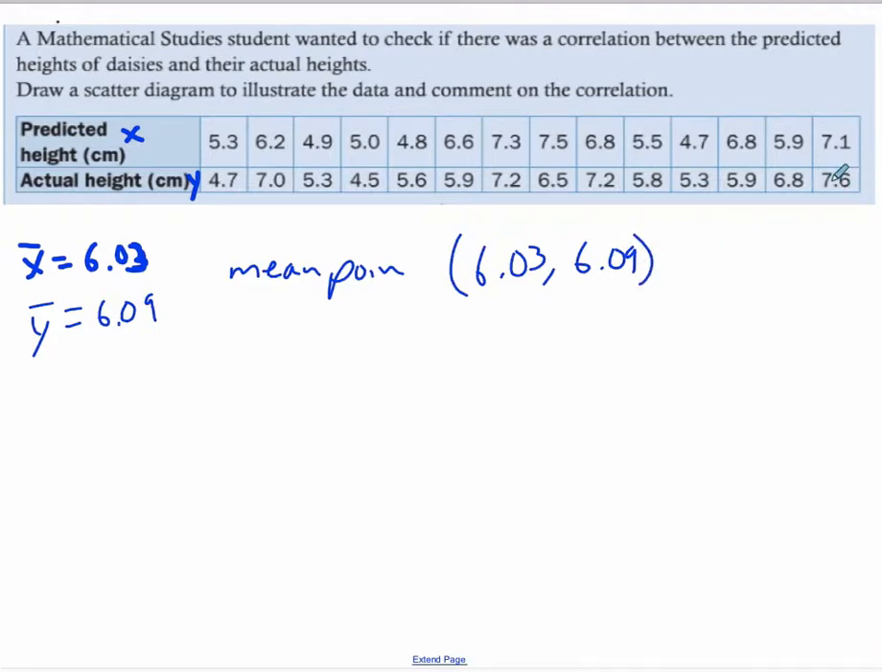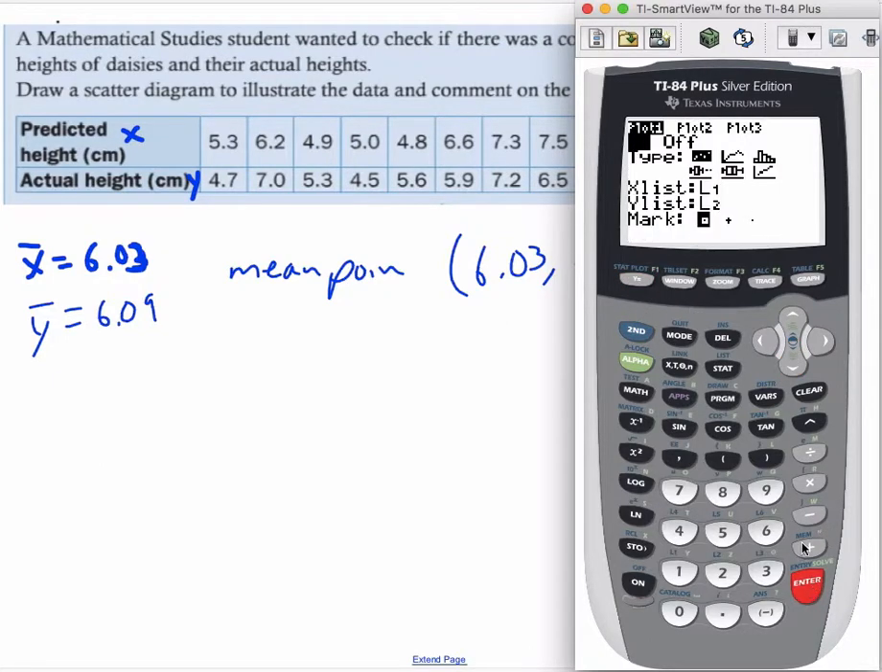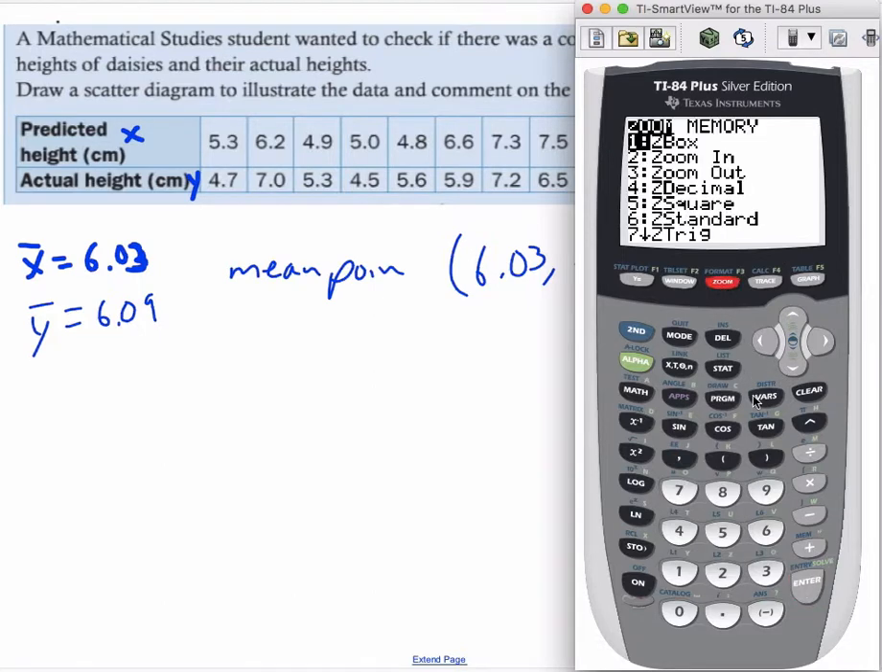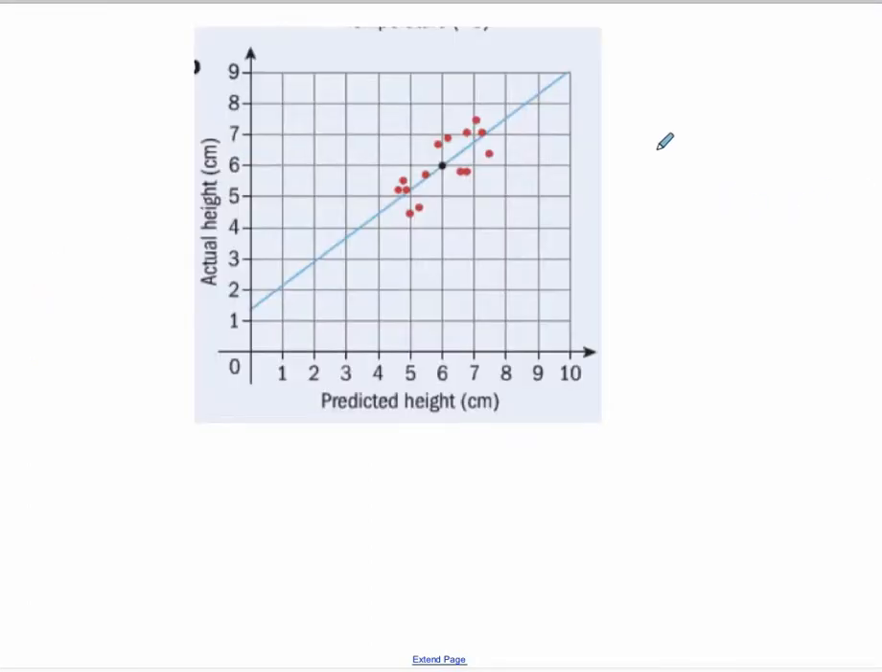Okay, we can also go to stat plot and turn the stat plot on. Click zoom 9 for statistic zoom. We get a scatter plot. So this is kind of what it looks like. Here is another way it looks, on this graph over here. So this is the scatter plot. This is the mean point. This is 6.03, 6.09. So you see the mean point is right in the middle of all the points because it's the average of all the x values and the y values of the points, right?